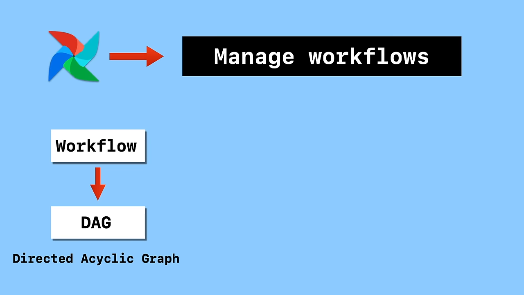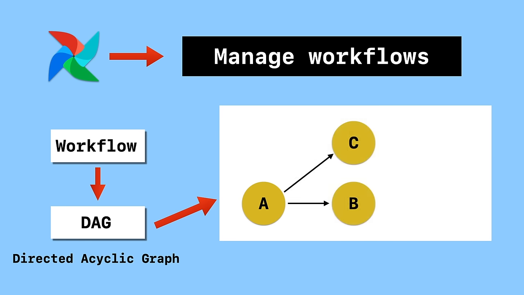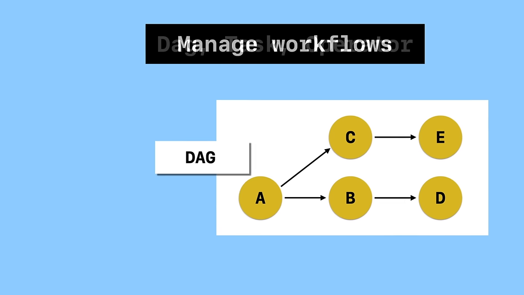For instance, we have a workflow which starts with task A. When A finishes, it is followed by task B and C. When B and C finish, the final tasks D and E are executed. However, when task D finishes, it is not allowed to run task A again, since it creates a cycle. Likewise, task C cannot be followed back by task A. Therefore, DAG is a collection of all the tasks you want to run, organized in a way that reflects their relationships and dependencies. But what is task and operator?